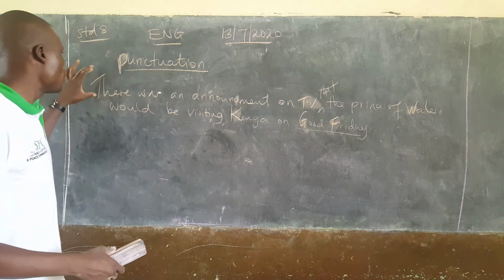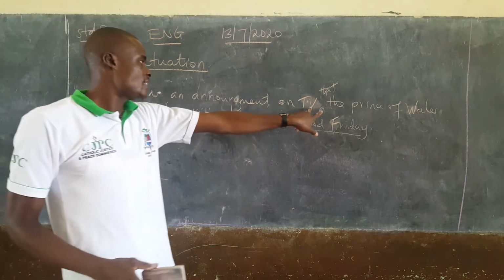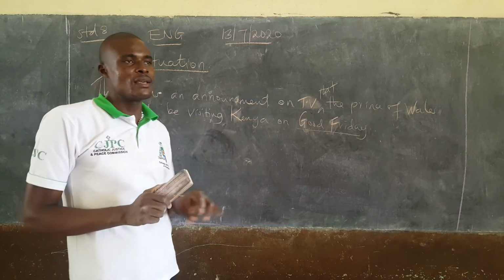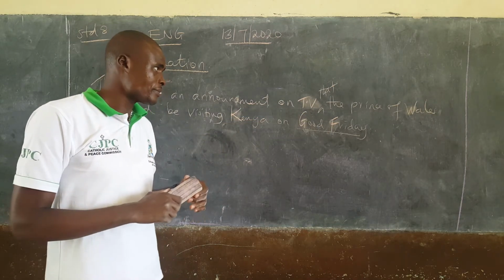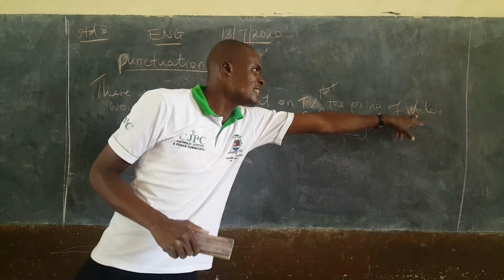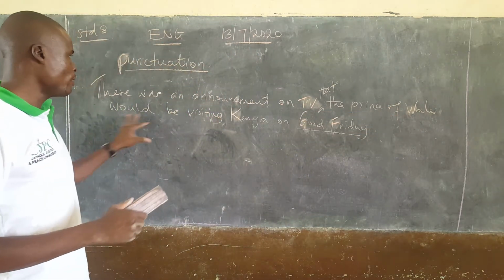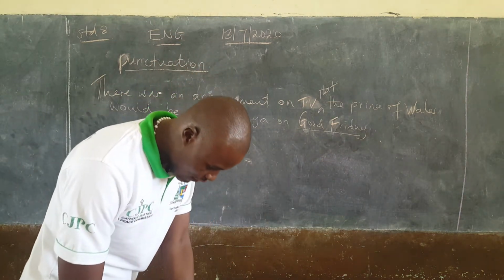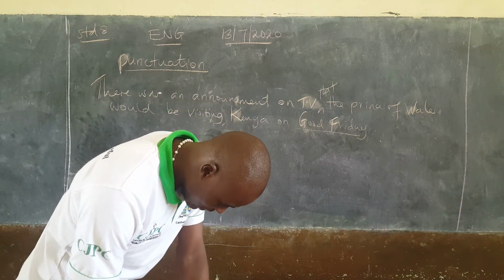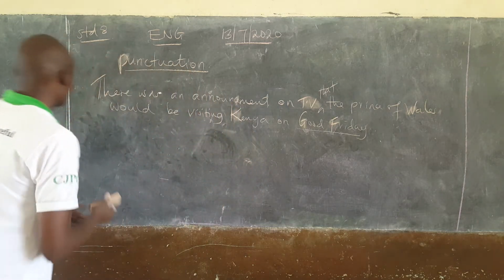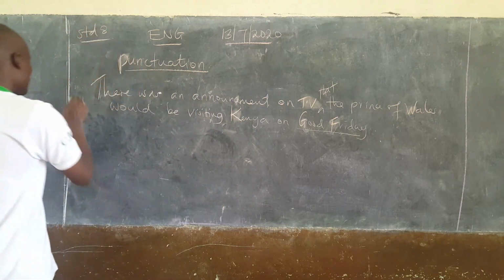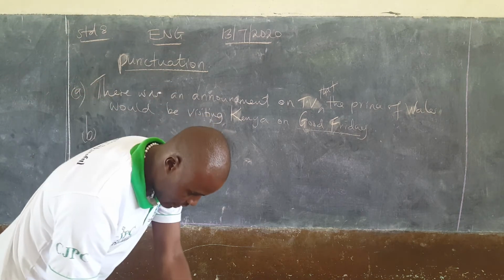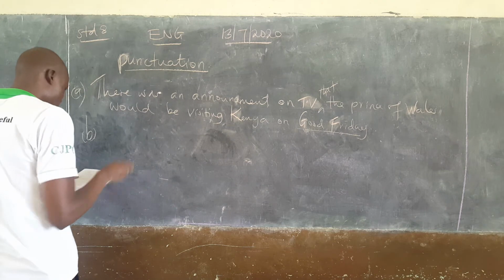We have rectified it with capital letters. All abbreviations like Mr., Mrs., TV, etc. must be in capital letters. Prince of Wales, Wales is a place, would be visiting Kenya, the name of a place, on Good Friday. We also have a very important one here. This is A. Then we have B. And you can say this, let me write it very fast.